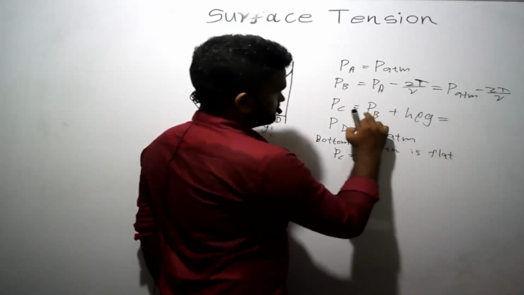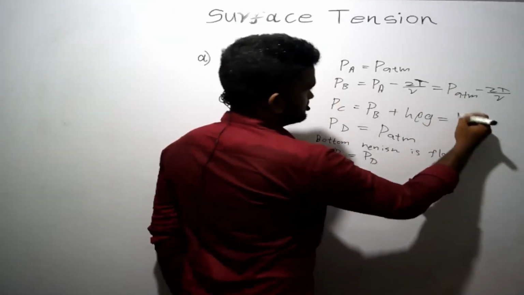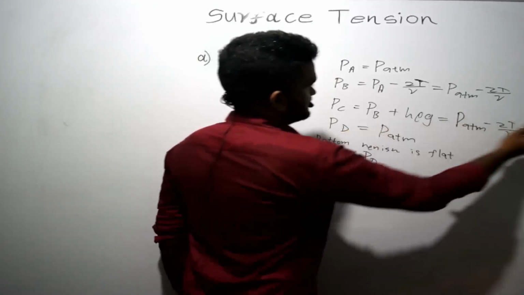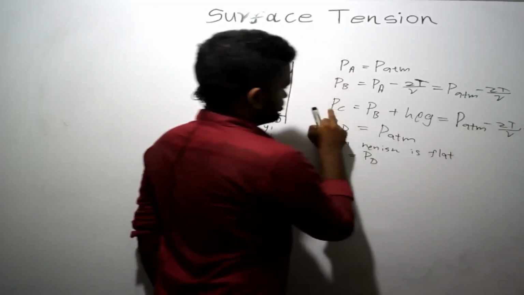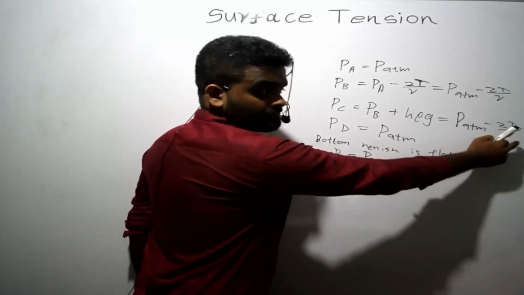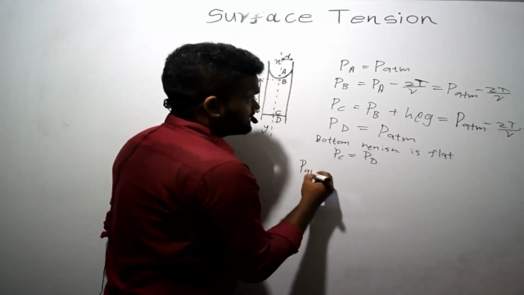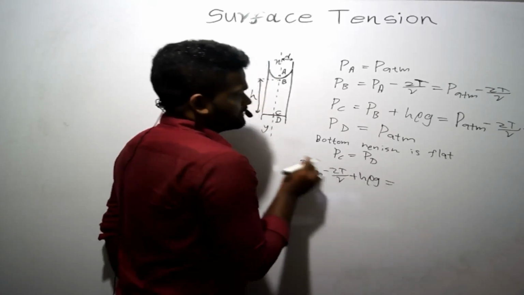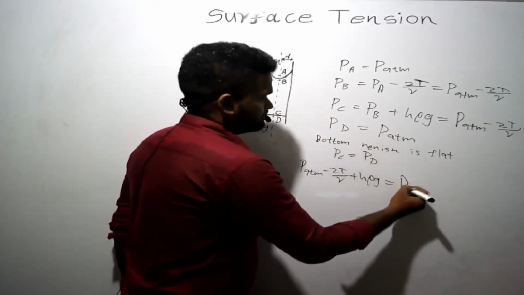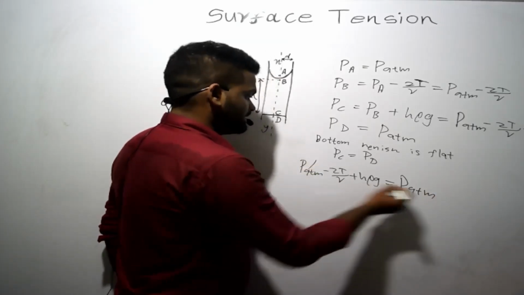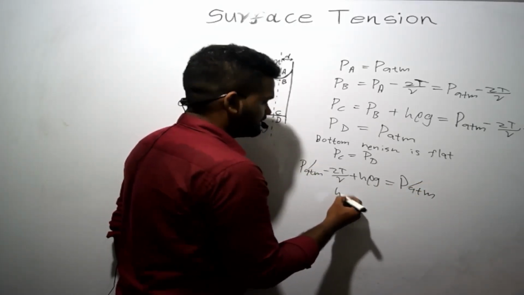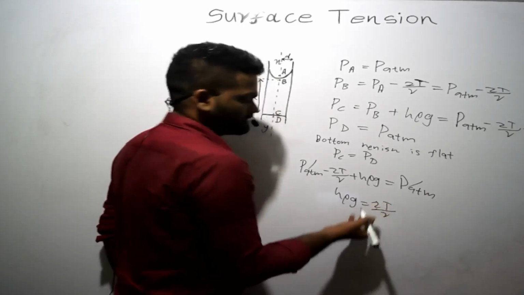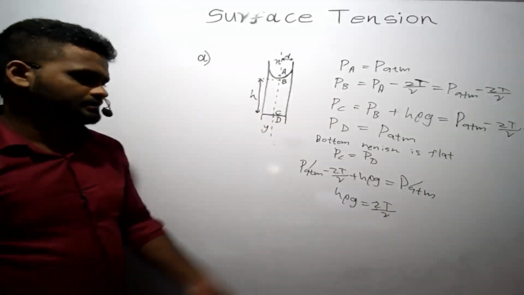Actually, I can write for PB from here. PB is PATM minus 2T over R, plus H rho g. So instead of PC, I can write this: PATM minus 2T over R plus H rho g. Then for PD, it is PATM. PATM cancels off. What do you get? H rho g equals 2T over R. Same equation, right? Same as before.